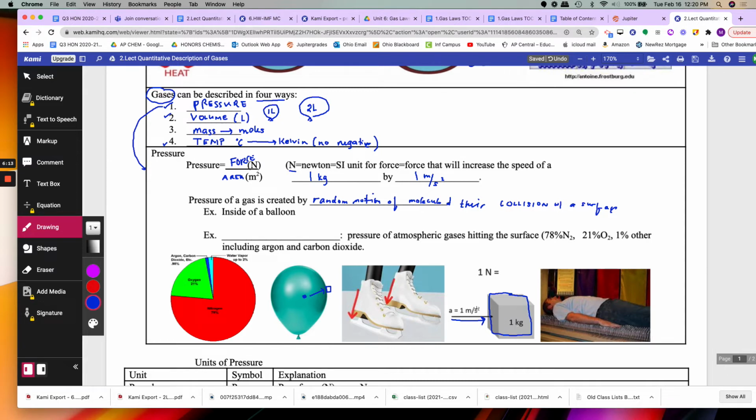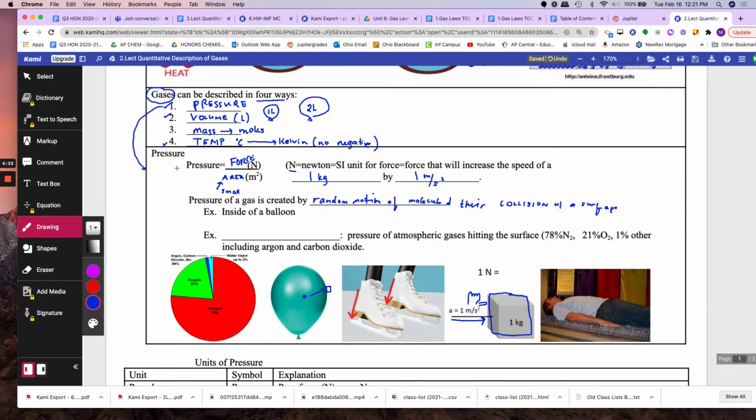Now, if you're pushing it with a finger, it'll give you more pressure than if you push it with your whole hand, right? It doesn't hurt as much. If you try pushing that with your finger, it'll hurt your finger. So if the area that you're pushing with is very small, let's say your finger, the pressure will be very high.